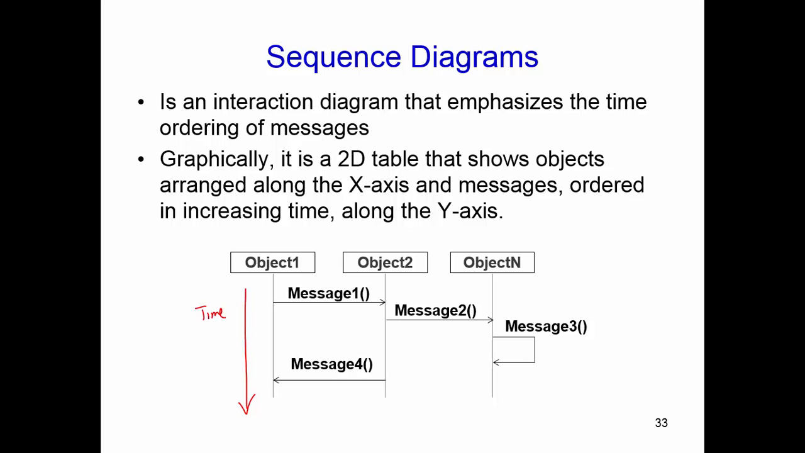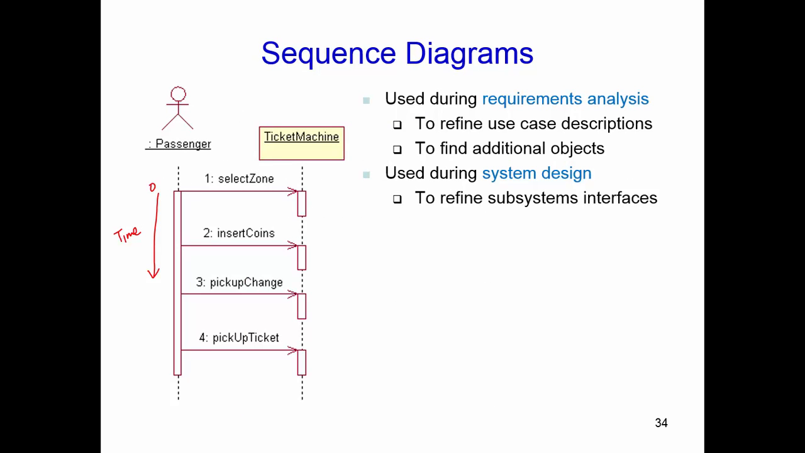And then you're going to have your objects at the top. And you'll see as time progresses how those messages are shared between objects. So if you have your class diagram, you can just pull those objects and put them at the top, and then you start seeing how messages are transferred from object to object. So here's an example.